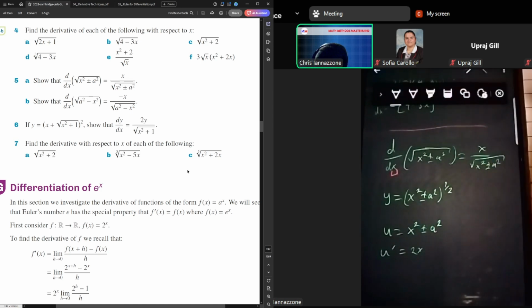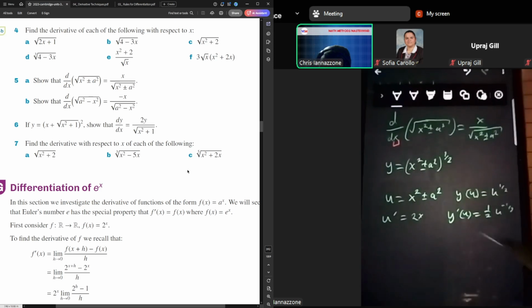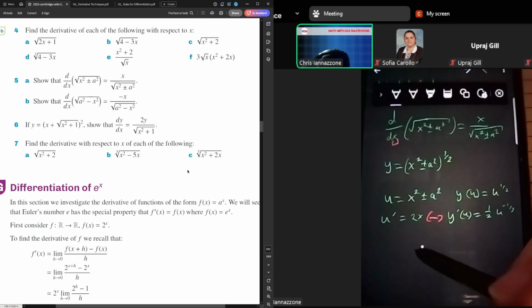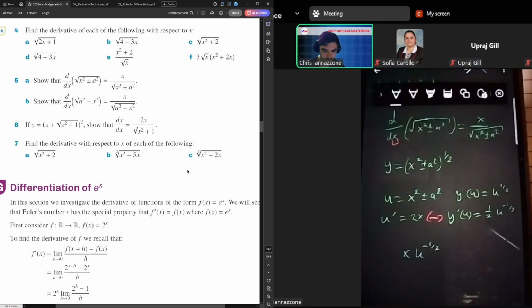So u dash in that case is going to be 2x. Your y of u is now going to be u to the power of 1/2, and y dash of u is 1/2 u to the power of -1/2. From there, multiply the two things together. Going to have 2x multiplied by 1/2, so just x. And then that's going to be multiplied by u to the power of -1/2.